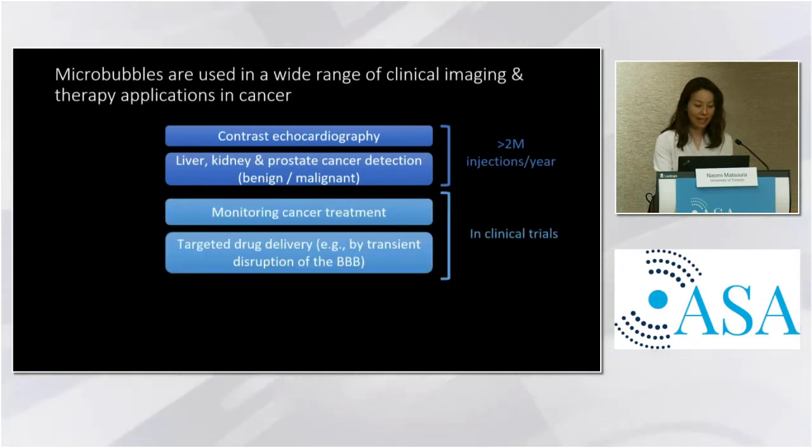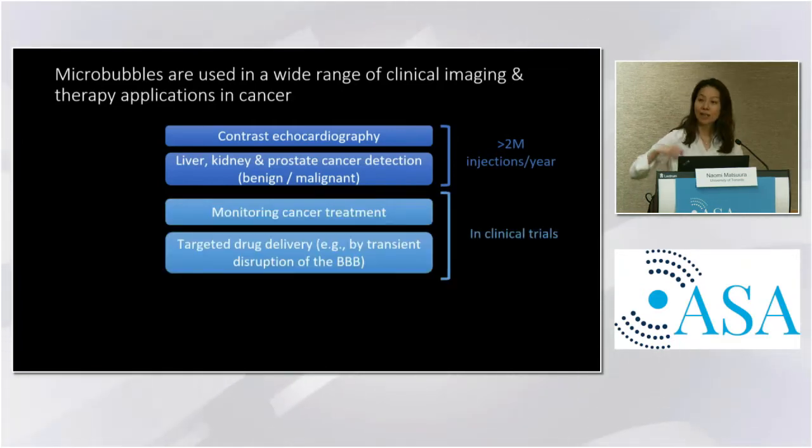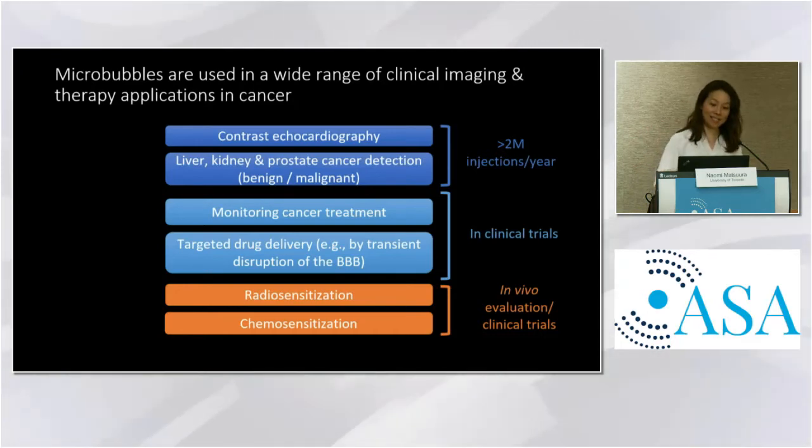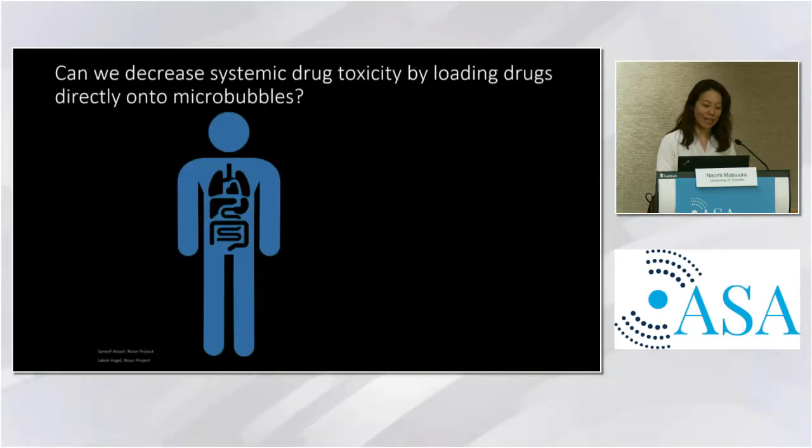The other thing that people are doing is trying to monitor different tumors for the concept of adaptive therapy as a function of time, and then targeted drug delivery, for example, to the brain. That's already in clinical trials. There are already patients being studied for this. And then there's other late-stage preclinical animal work regarding radiosensitization and chemosensitization, as well as some early clinical trials. So I just wanted to emphasize that what we're talking about is already done.